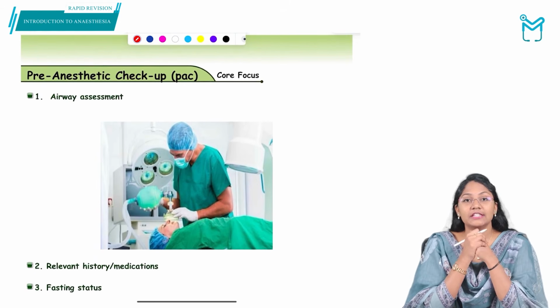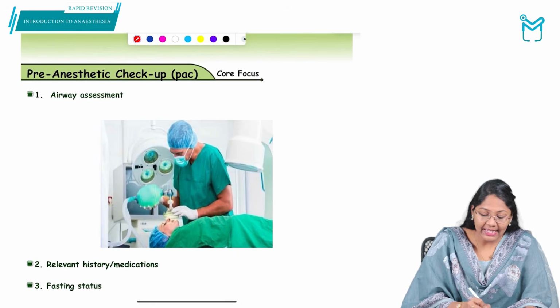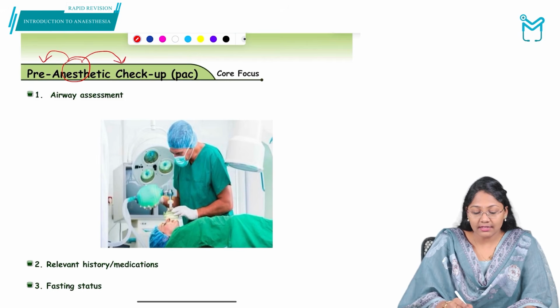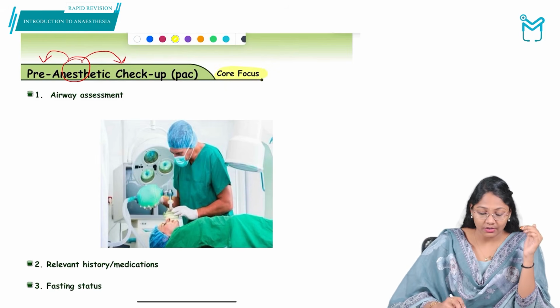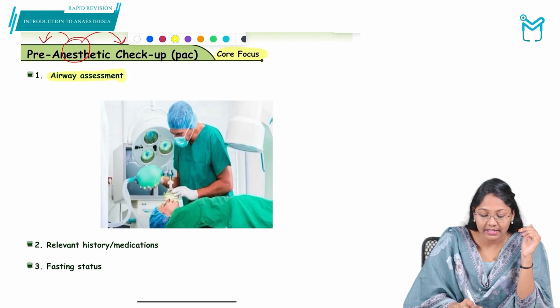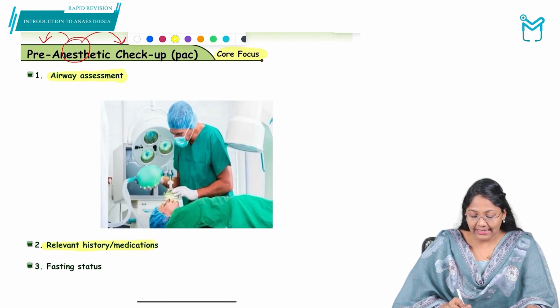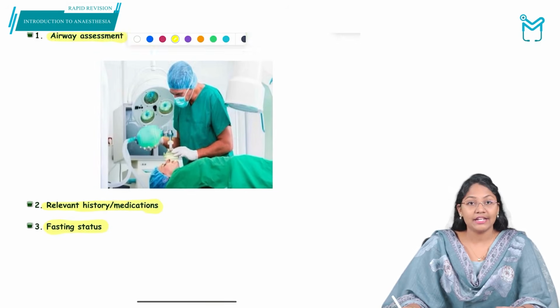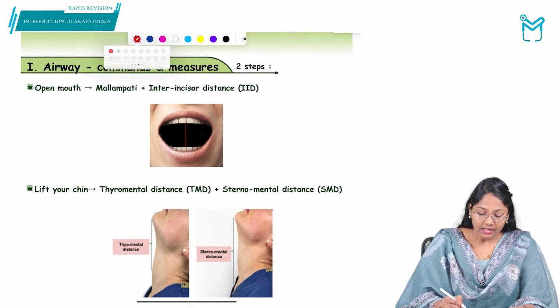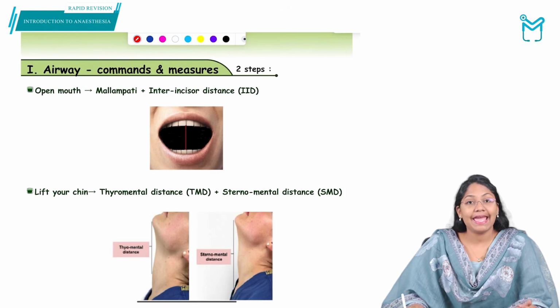Now after the history, what we have to do is the pre-anesthetic checkup. What it means is, before giving anesthesia, what checkup we have to do. The core focus which you need to do is, there are three main steps which we need to follow. The first step is airway assessment, the second one is history and their medications, and the third one is fasting status. So before giving anesthesia, we need to make sure to follow these three steps and get into the final decision. Coming to the first step, which is airway assessment.